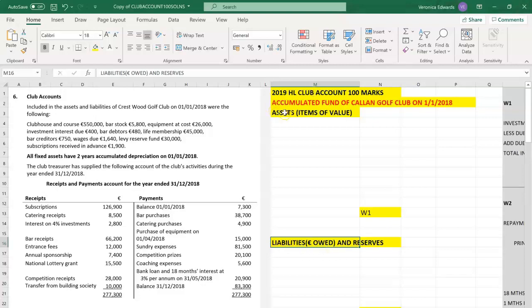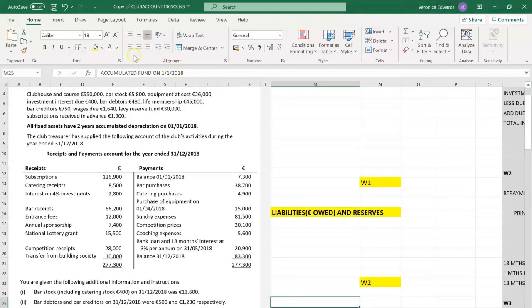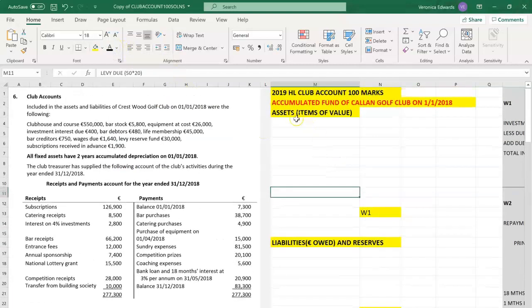So we figure out what items of value the club owns on the 1st of January, and how much money the club owes on the 1st of January, and what reserves it has on the same date. The difference between what you own and what you owe, including your reserves, will give you your accumulated fund, which is the figure that we're looking for in this part of the question. So, we'll start at the top by listing the assets. A good place to start is the first paragraph.